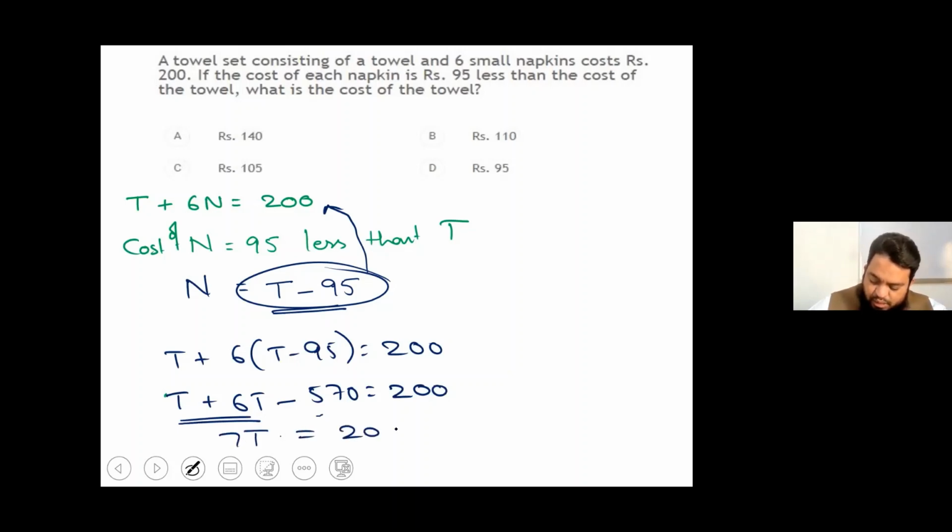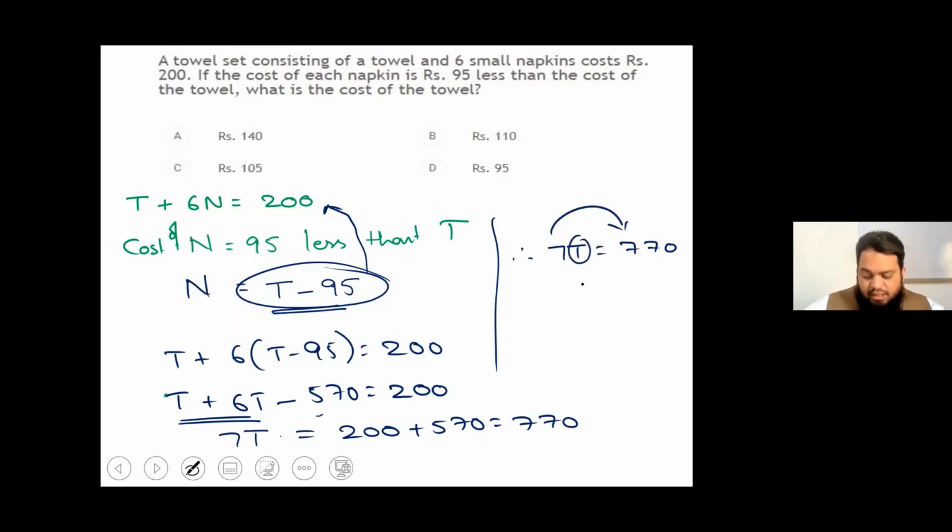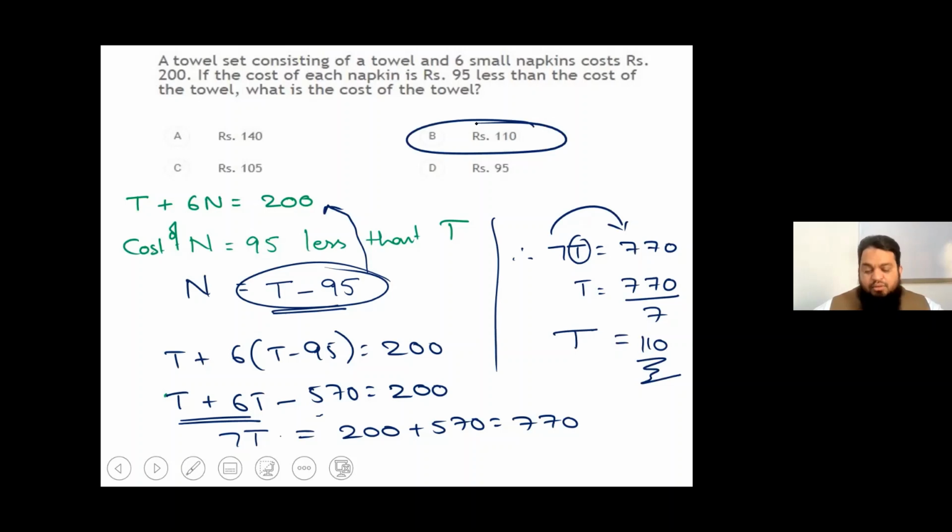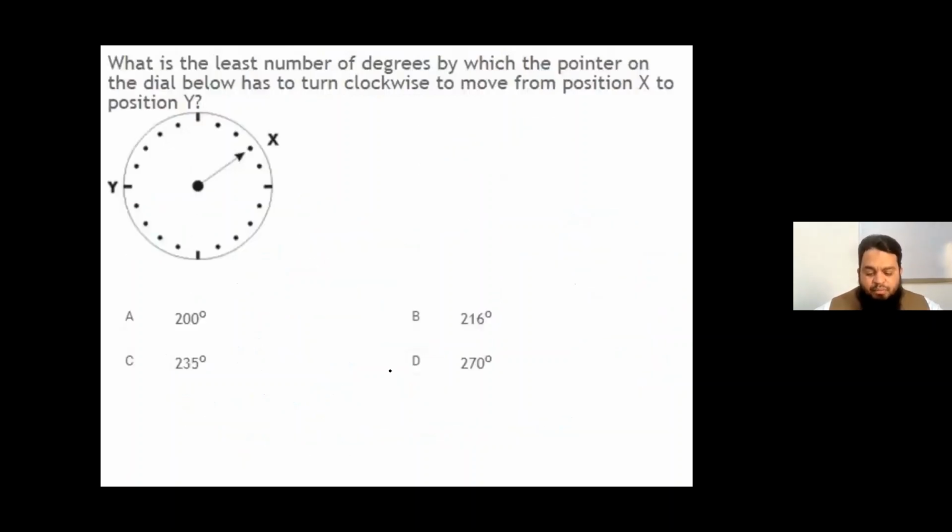7t is equal to 200 plus 570, that is equal to 770. So therefore, we got 7t equals 770, right? You have to find t. So transposing 7 to the other side, it becomes division. 770 divided by 7 equals 110. So the cost of towel is equal to 110. This is the answer. Okay, so let us go for the next question.